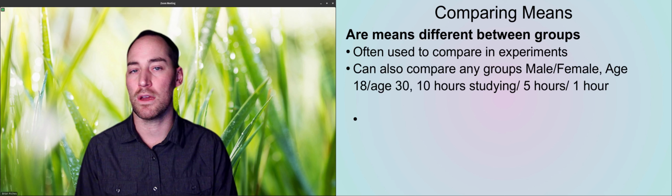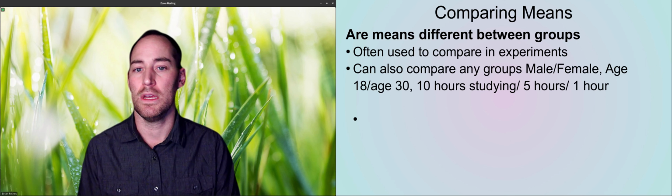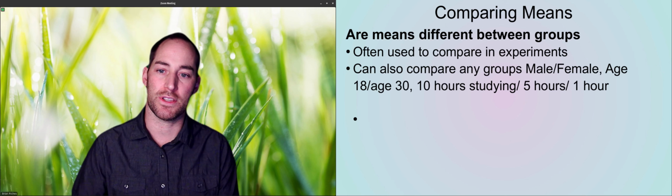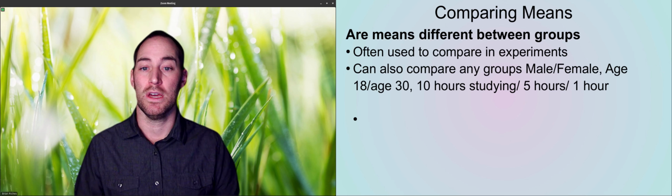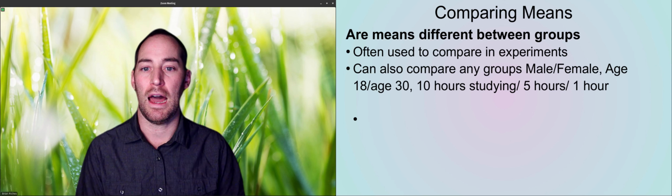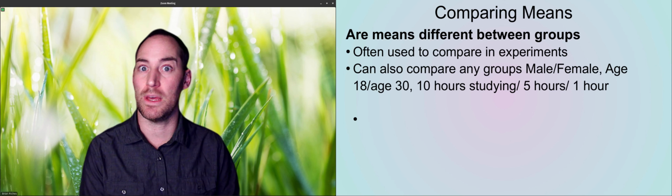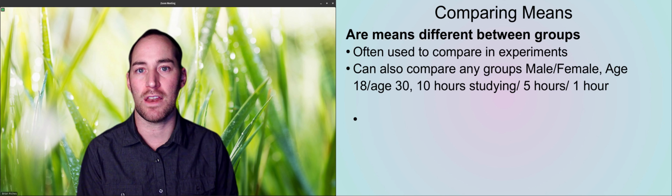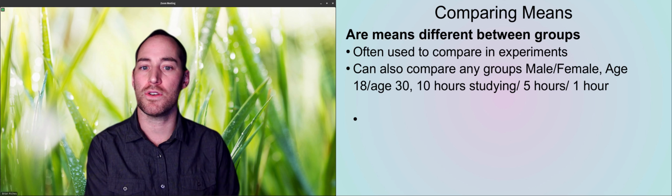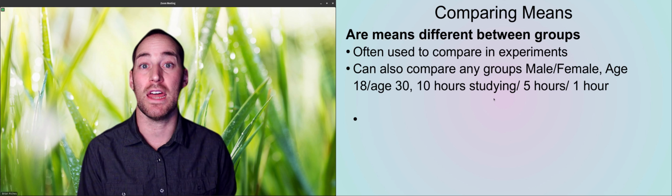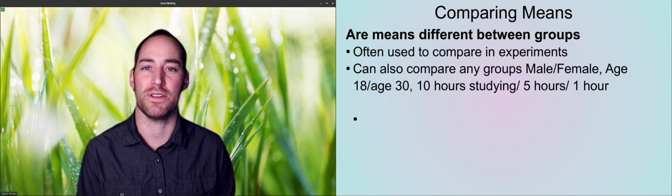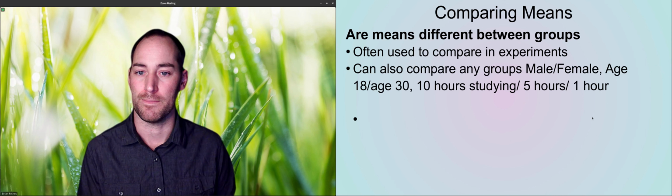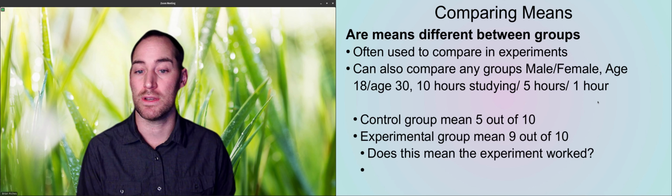So you can really compare any groups. You can compare on sex, like male and female. You can compare on age, so 18-year-olds versus 30-year-olds. You can have multiple groups. Let's say we're prepping for an exam. I have one group study for 10 hours, or I force them to study for 10 hours. I force another group to study for 5 hours, and another group to study for 1 hour. I can compare, what are your scores? What's the average score for the 10-hour study group? Hopefully it's pretty high with 10 hours of studying. What's the average score for the 5-hour study group? What's the average score for the 1-hour study group? And I can compare those average scores.